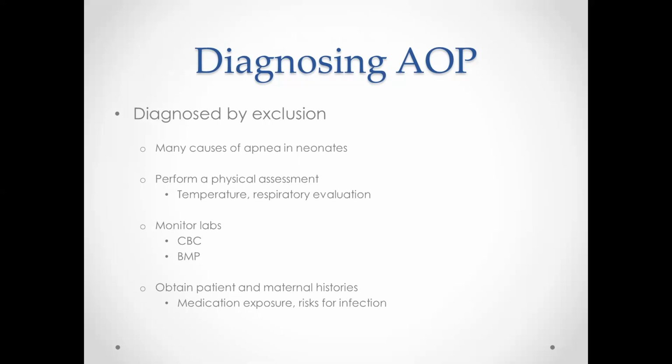Also, you would like to get a BMP as well, just to look at your electrolytes and your glucose to rule out any metabolic disorders as well. And then lastly, you just want to look at the mother's history as well as the patient's history, involving any sort of medication exposure or any sort of risk for infection, as well as looking at your oxygenation status with your arterial blood gases.